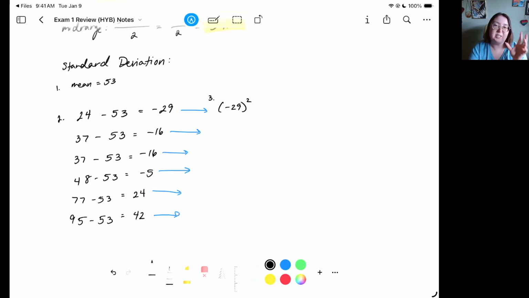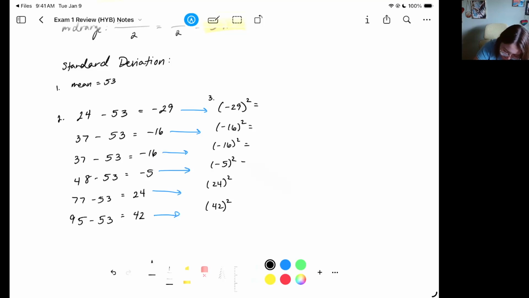So when we square our negative numbers, right, they should be positive. So we want to make sure we have parentheses. We want to make sure those values are positive. So we're going to have negative 29 squared, negative 16 squared, which we'll do twice, negative 5 squared, 24 squared, and 42 squared.